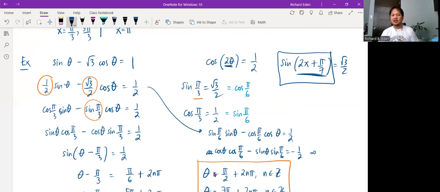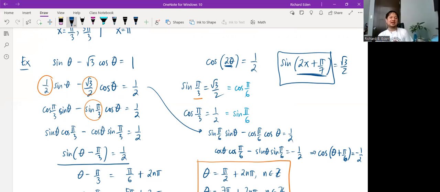Cosine, cosine minus sine, sine. This is the cosine of theta plus or minus pi over 6. Plus, yes, plus. So you would end up with a different equation comparable to what we got here, and eventually it would lead to the same solutions.